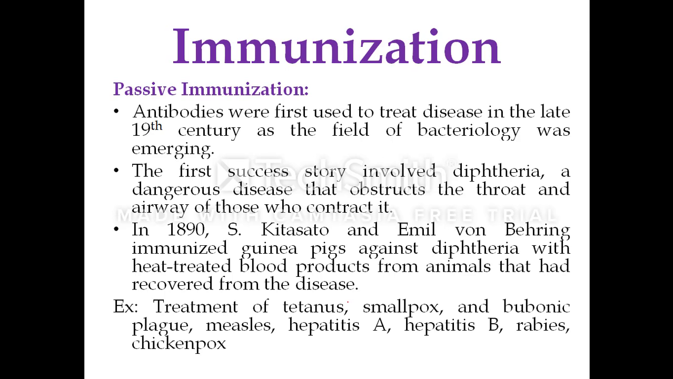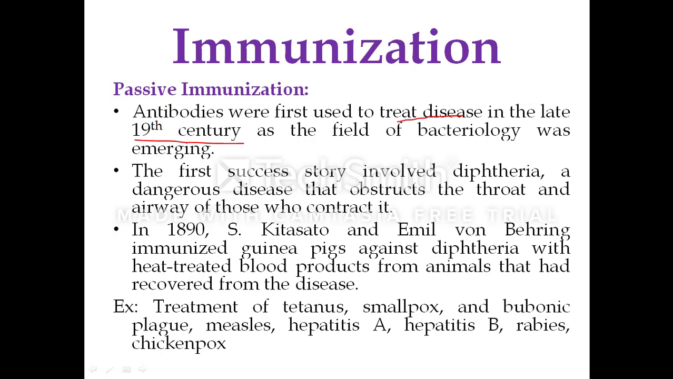First, we'll take up passive immunization. Antibodies were first used to treat the disease in the late 19th century in the field of bacteriology. So, in the bacteriology in the 19th century, when they were using the antibodies to overcome the infection, so then we came about the passive immunization.